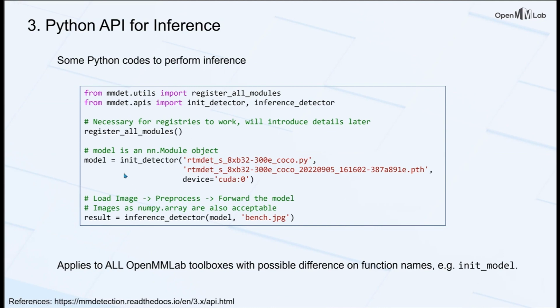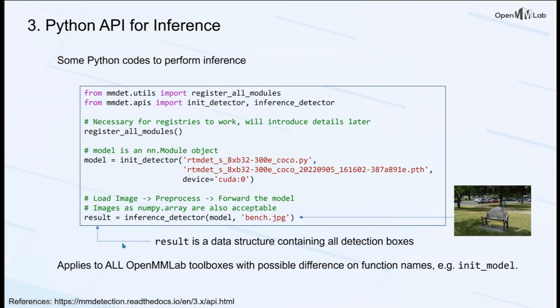The second one is init detector. This is for object detection, and for other tasks, the API may be in models; it depends on specific toolboxes. We can pass the path to the config file and the checkpoint file we have just downloaded, and it will build the model and load the pre-trained weights. Finally, we call inference detector with the model and an example image, and it will perform inference and return the detection results in a unified data structure.